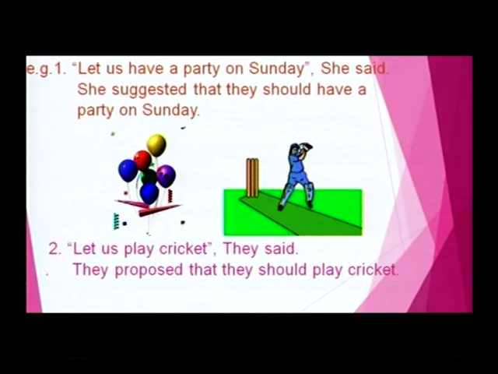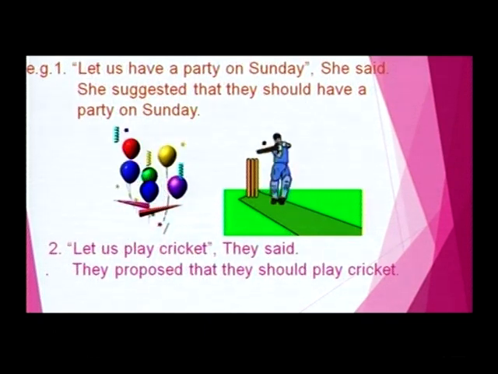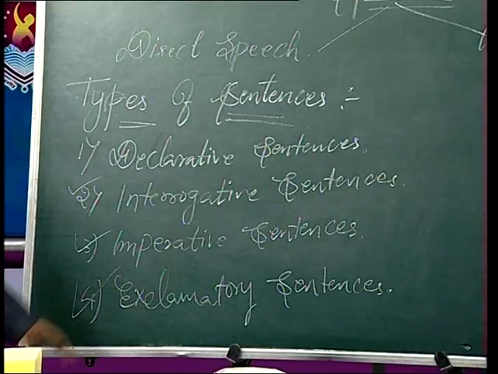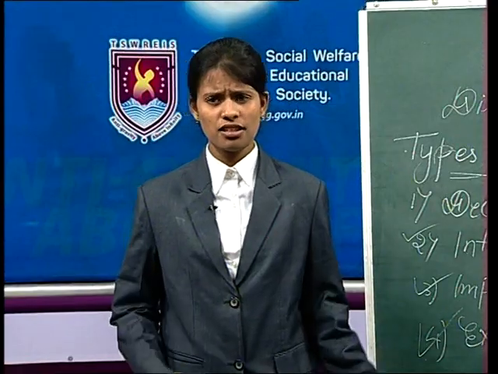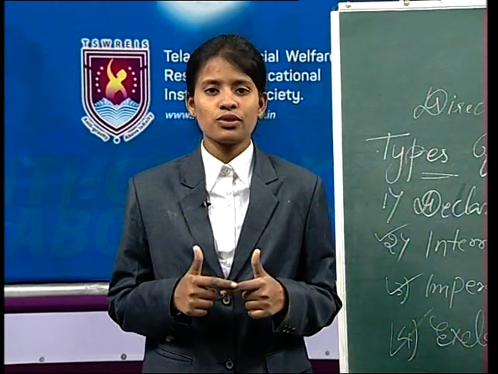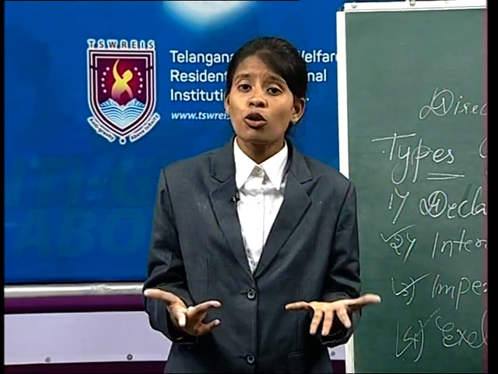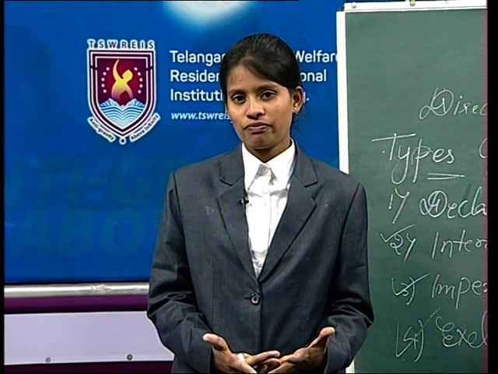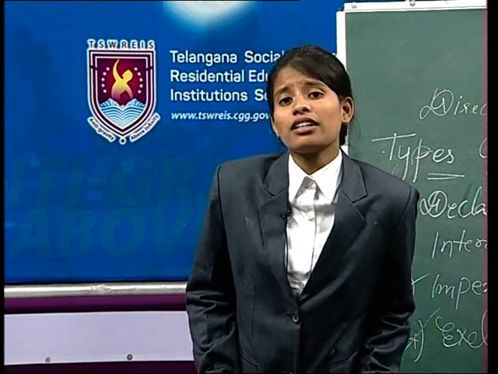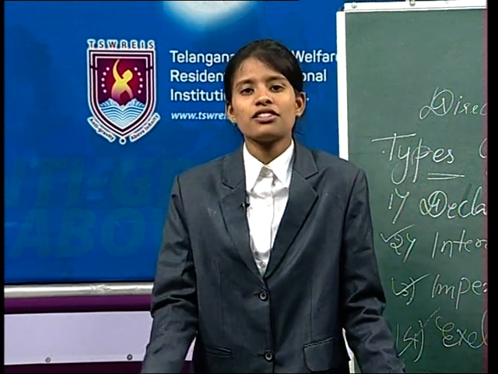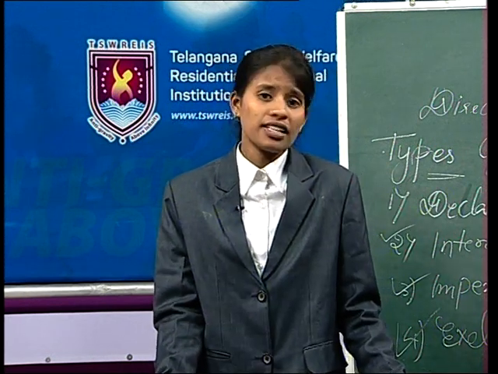And the fourth type of sentences are the exclamatory sentences. See, my dear friends, the exclamatory sentences. What do you mean by exclamatory sentences? Exclamatory sentences are nothing but a kind of declarative sentences, but they express some emotion, some excitement. They are called exclamatory sentences. So I think you are all eager to know how speech changes into indirect in exclamatory sentences.